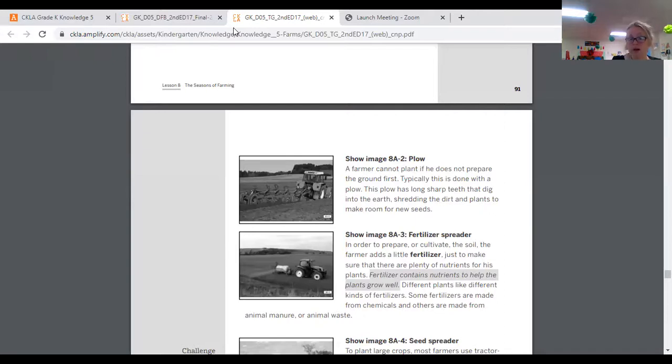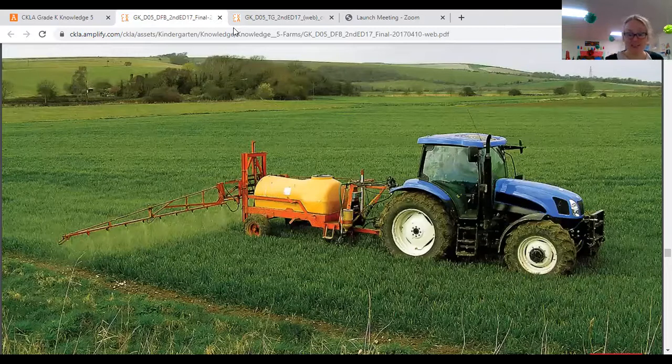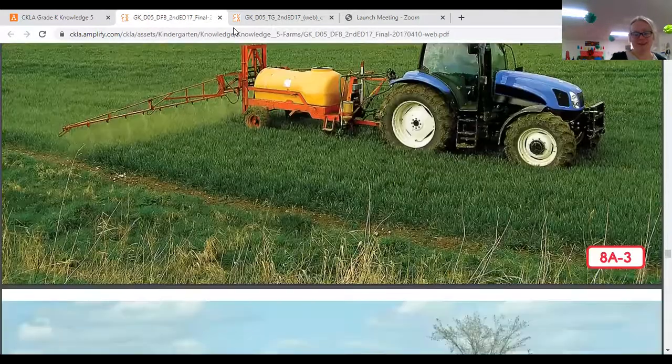And in that picture, we have a fertilizer spreader. In order to prepare or cultivate the soil, the farmer needs some fertilizer just to make sure there's plenty of nutrients for the plants to grow. Fertilizer creates nutrients to help the plants grow well. Different types of plants need different kinds of fertilizers. Some fertilizers are made from chemicals and others are made from animal manure or animal waste. Do y'all know what animal manure is? It's poop, animal poop. These are chemicals helping our plants grow.